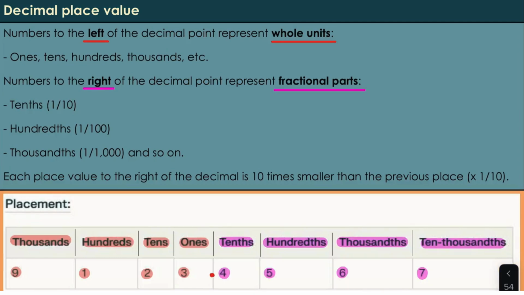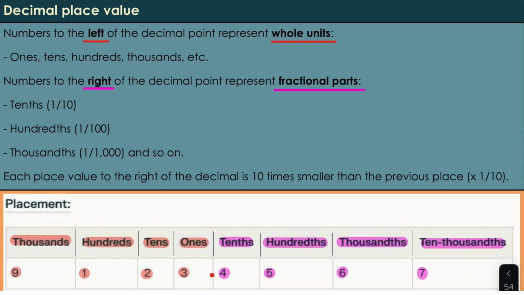So what we need to remember with decimal place value is that numbers to the left of the decimal point represent whole units, e.g. ones, tens, hundreds, thousands, and numbers to the right of the decimal point represent fractional parts, tenths, hundredths, thousandths, and so on.